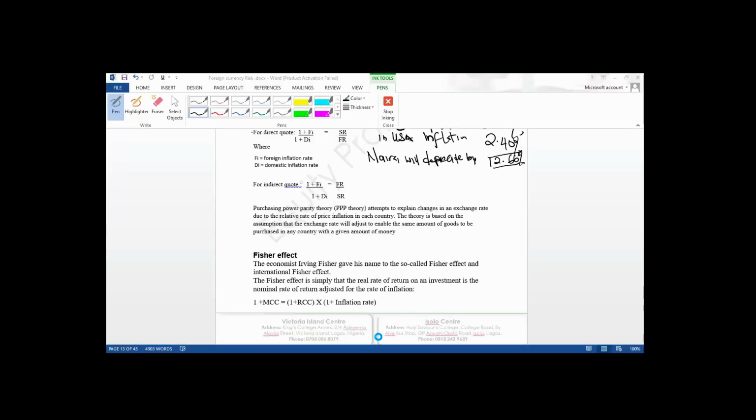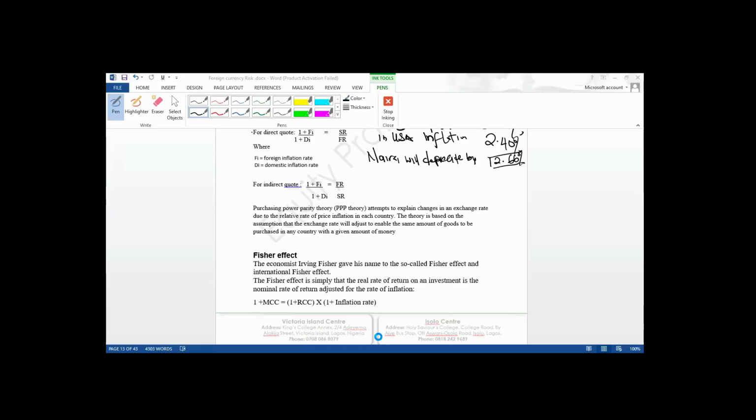We are on Fisher's effect. Fisher's effect or Fisher's theory argues that the reason why currency values are not the same is because of the impact of inflation. Inflation will affect your cost of borrowing.